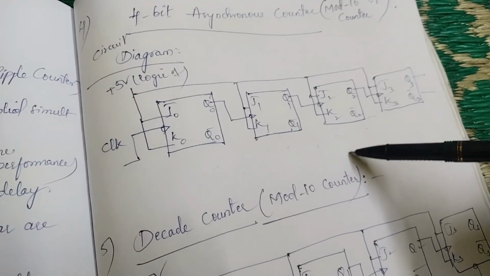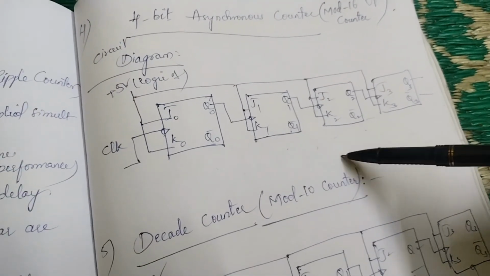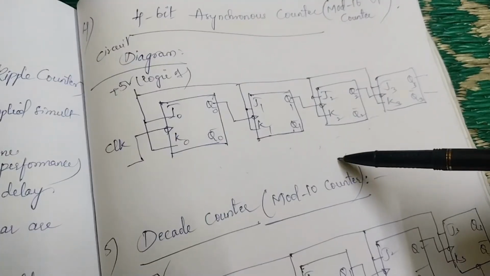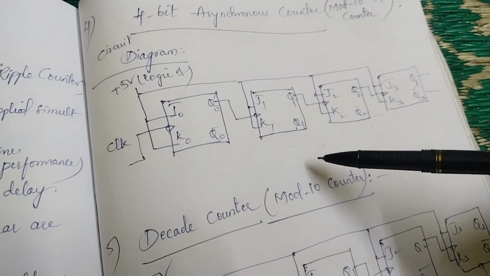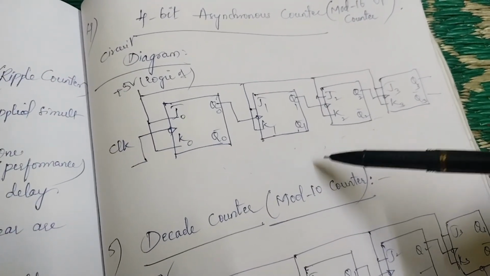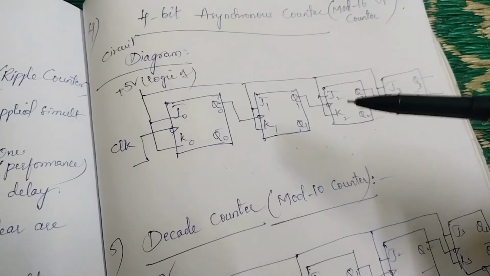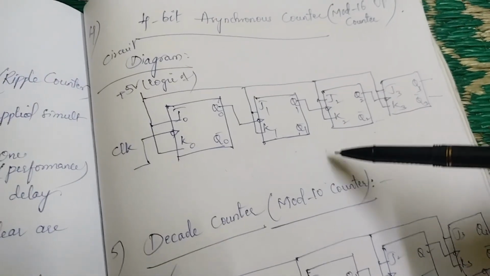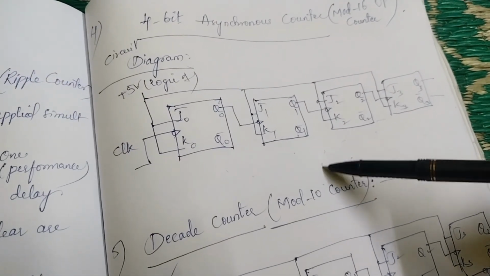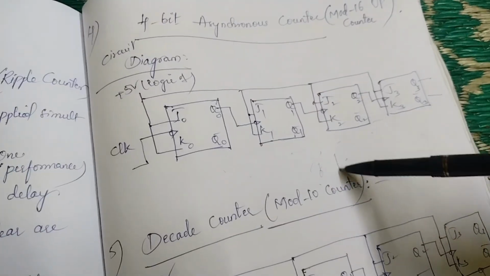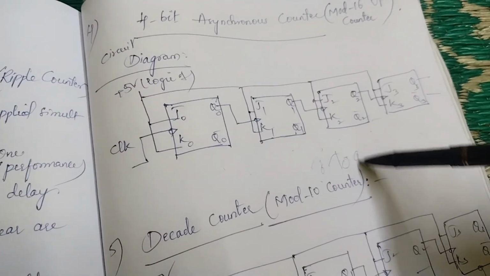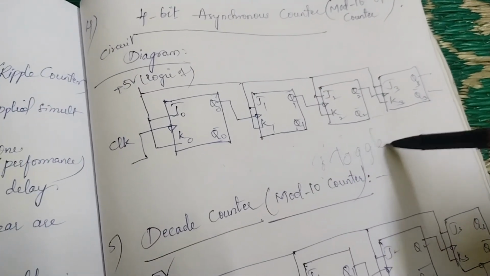And do remember one thing, to design a counter out of all the flip-flops, we prefer only the JK flip-flop. So why do we prefer only the JK flip-flop for designing counters? The answer is, in the JK flip-flop we get the toggle condition. I have already told you in the 1 mark question what toggle is.